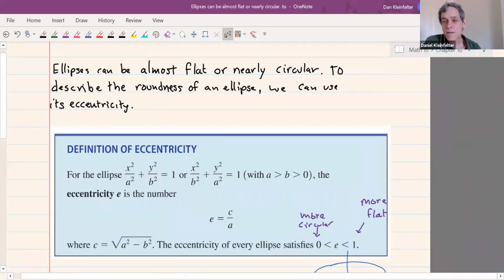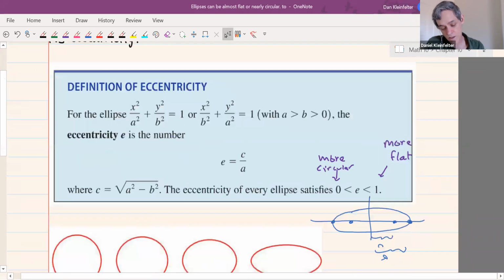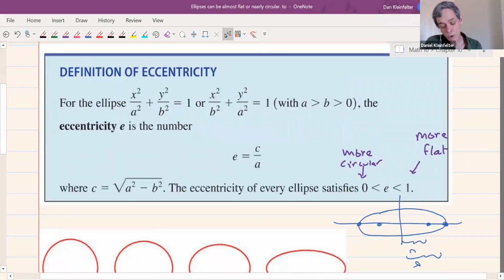So ellipses can be almost flat, or they can be almost circular to where you can't really tell just by looking how elliptical it is. And to describe the roundness of an ellipse, we use something called its eccentricity, and there's of course a formula for that.